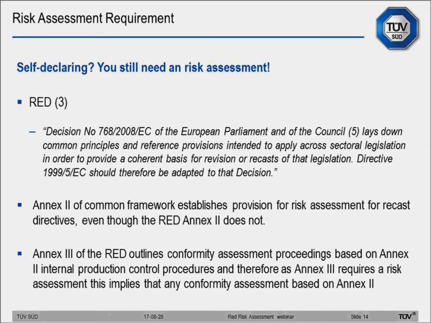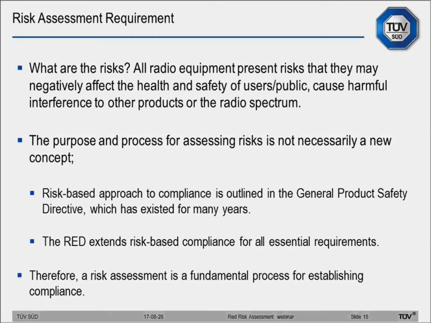In addition to this, the RED Annex 3 EU type examination procedures are in effect a notified body conformity assessment of the Annex 2 production control. And because a risk assessment is expected by an Annex 3 assessment, the provision of a risk assessment under the Annex 2 self-declaration route, or internal production control, is also implied. So what are the risks? All radio equipment present risks that they may negatively affect the health and safety of users, cause harmful interference to other products or the radio spectrum.